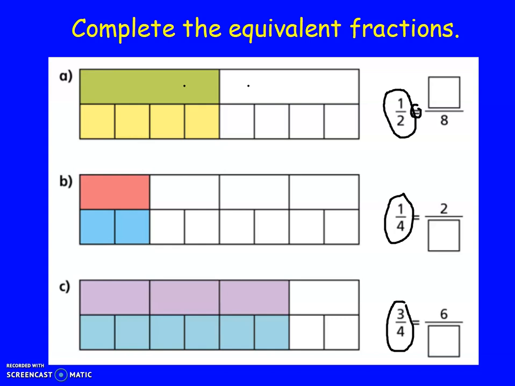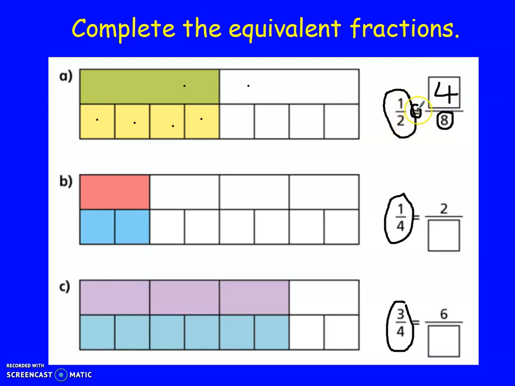Okay, let's take a look. So on A, we've got 1/2 of the top bar model shaded. Across the bottom, we've got 8. We know that the denominator is 8. We've been given that. So how many parts are shaded? 1, 2, 3, 4.